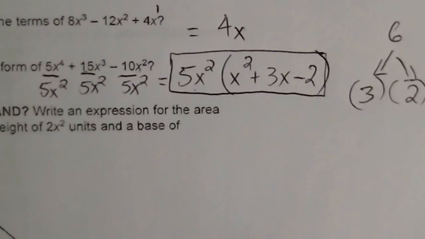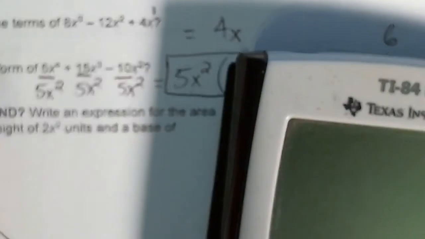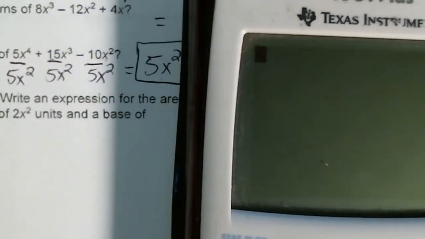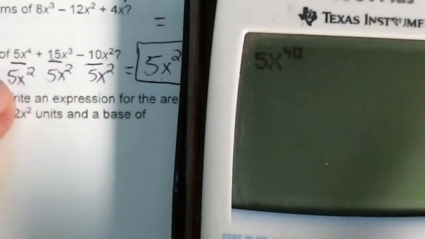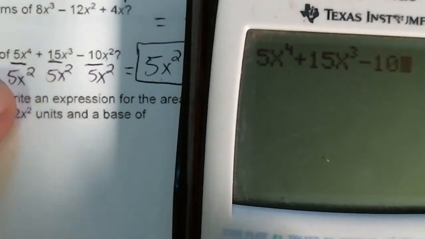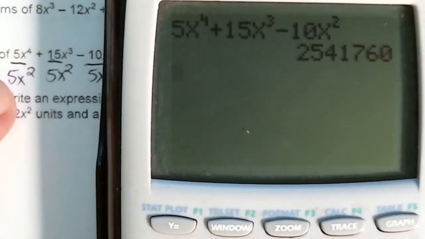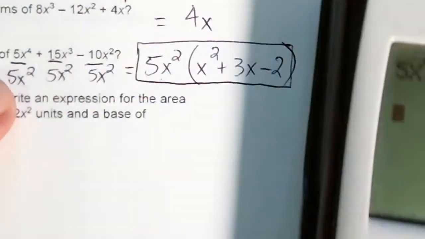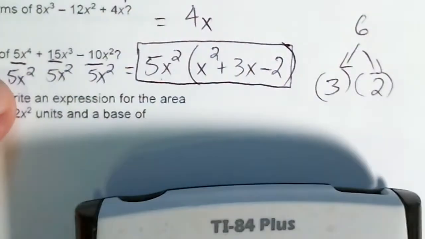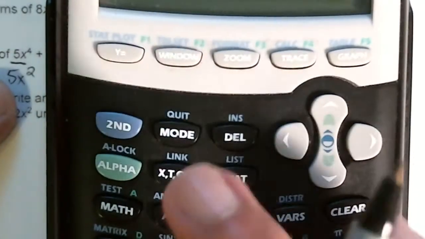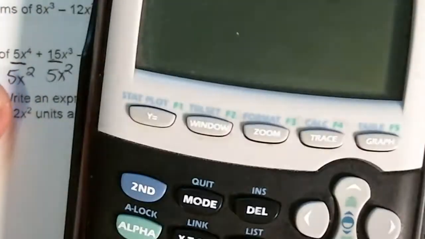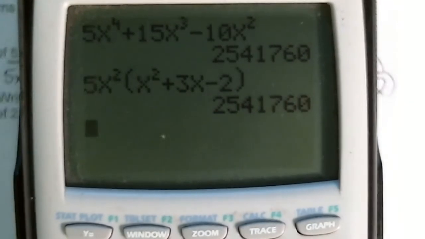Can we check that? Absolutely, we can check that. Factored form is kind of like saying, what's the simplified form? So let's type in the original problem, 5x raised to the 4th plus 15x raised to the 3rd, drop the cursor down, minus 10x squared. We get a number, 2 million something. And our simplified answer is 5x squared, parentheses, x squared plus 3x minus 2. Let's see that. Aha, they match.